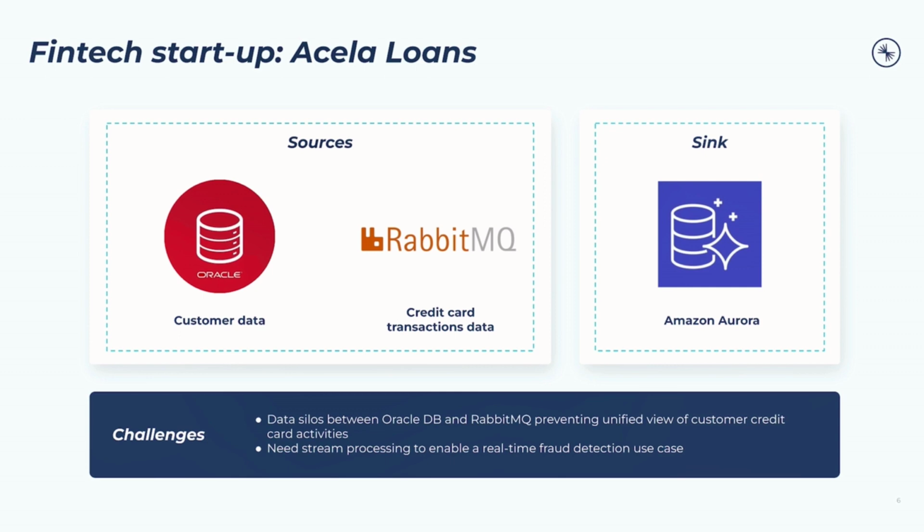However, they face a couple of challenges. First, the customer and transactions data they need live in two separate systems, Oracle and RabbitMQ, and they'll need to access and merge the data in order to get a unified view of their customers' credit card activities.